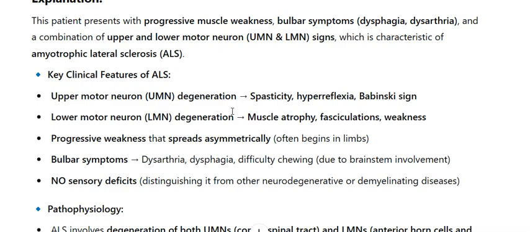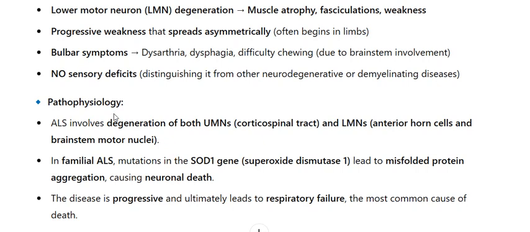Pathophysiology. ALS involves degeneration of both UMNs, the corticospinal tract, and LMNs, the anterior horn cells and brainstem motor nuclei. In familial ALS, mutations in the SOD1 gene, superoxide dismutase 1, lead to misfolded protein aggregation, causing neuronal death. The disease is progressive and ultimately leads to respiratory failure, the most common cause of death.